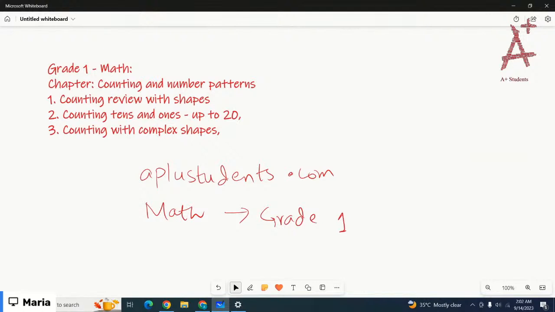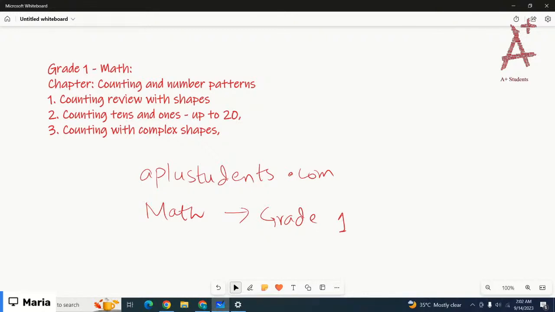So we're going to start with the chapter counting and number patterns. And the lessons we're going to cover from the chapter are counting review with shapes, counting tens and ones up to 20, counting with complex shapes. So please make sure you have your notebook and pencil so that you can note down the important examples and definitions as well.